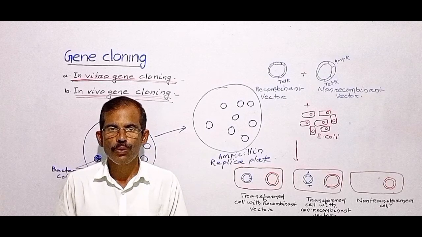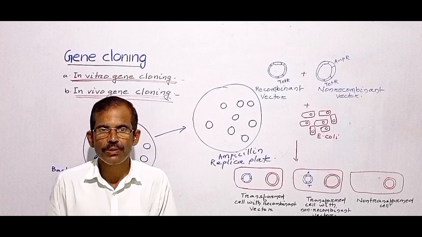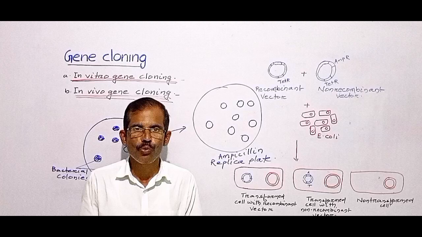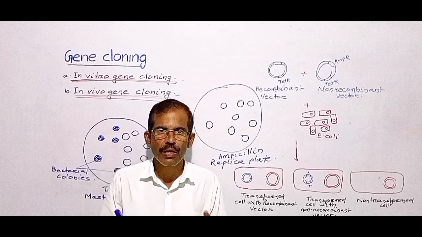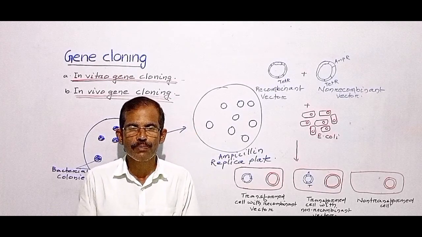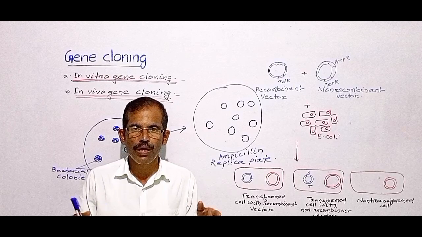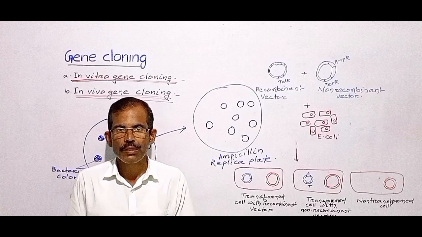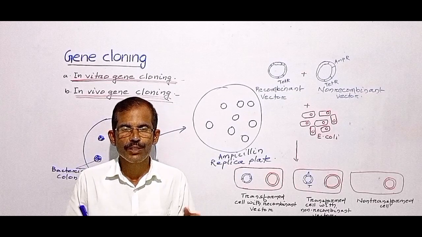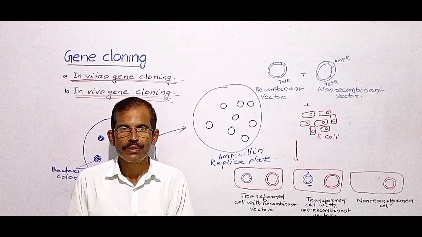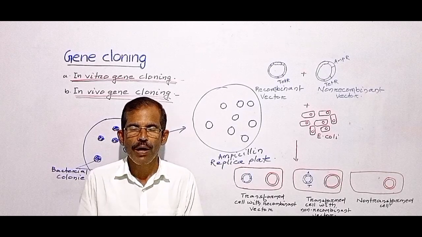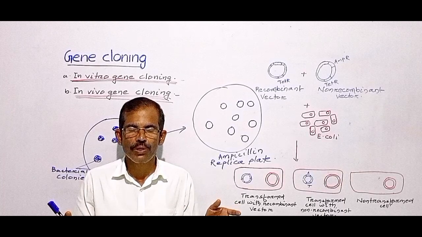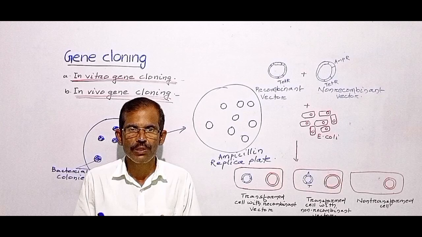Applications. Gene cloning has several applications. Number one, it allows for the production of a large quantity of industrial and therapeutic proteins such as enzymes, hormones, monoclonal antibodies, cytokines, blood clotting factors and others. Number two, this provides the specific gene for creating transgenic organisms. And finally, gene cloning enables the study of structure, function and regulation of specific genes.